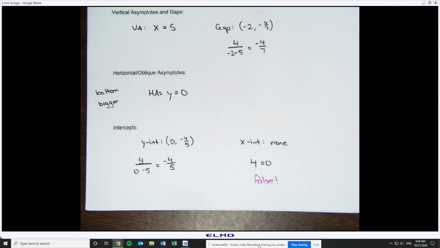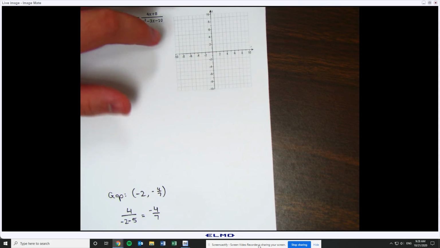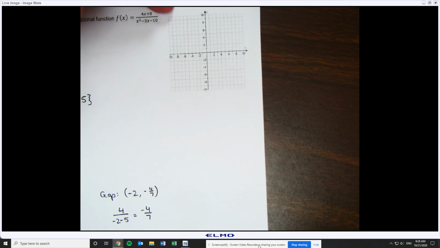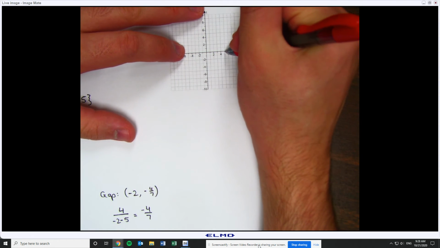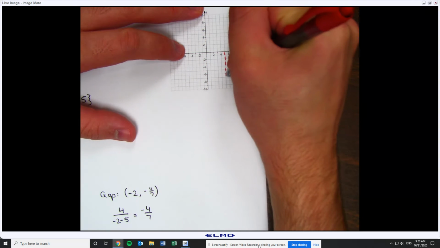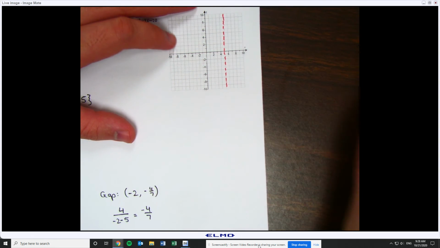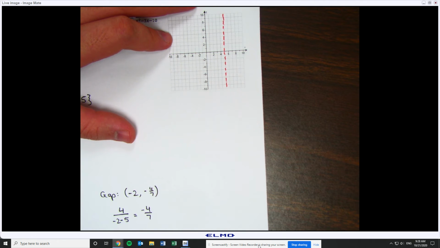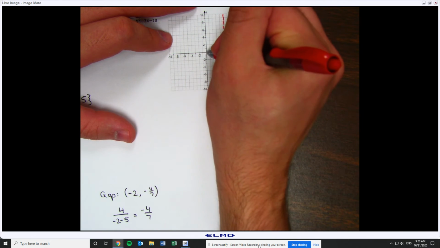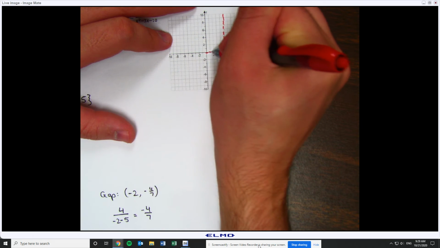So now let's take that and do some graphing. Starting up here, I do see that I have vertical asymptotes. So my vertical asymptote is at 5. So I'll go right here to where x is 5 and go vertical. Got it. Next thing, I see that I have a horizontal asymptote at y equals 0. Y equals 0 here, going horizontal.